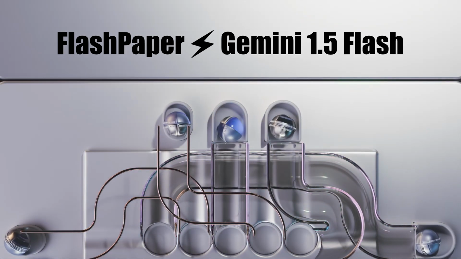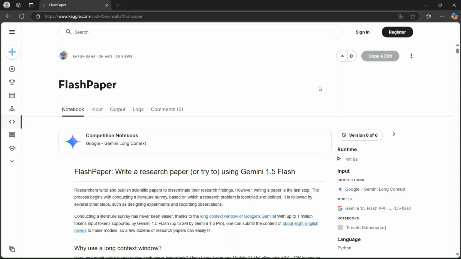Can we make AI write a research paper? Well, before it can write, we need to make AI read and critically analyze the prior art. FlashPaper is aimed to help with both of these objectives.